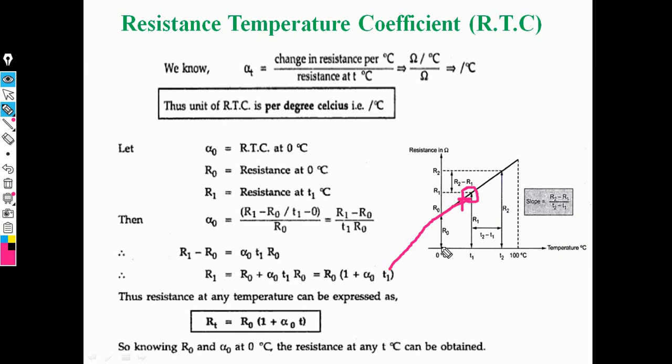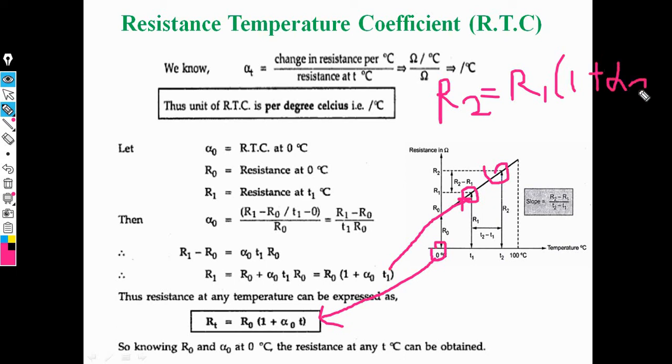This is the formula for resistance R1, and here we also need the formula for RT. RT is equal to R0 (1 plus alpha 0 T). Now R1 is equal to R0 plus alpha 0 T1 R0. Now the formula for R2 is R2 is equal to R1 into bracket 1 plus alpha 0 T. This is for R2 resistance, this is for R1 resistance, and this is for RT.